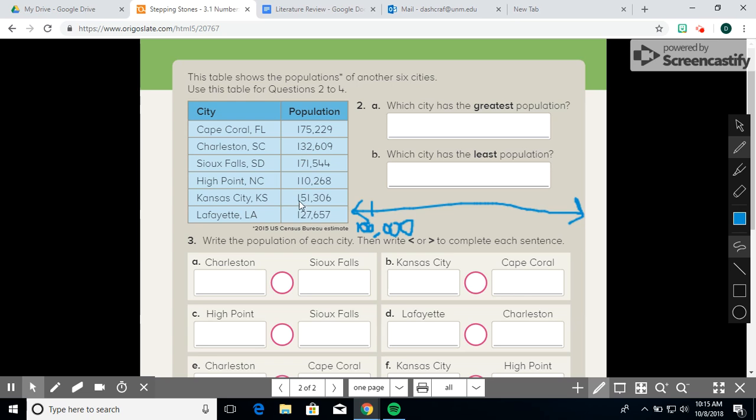So we have 1s in our 100,000ths place all the way down. And then I have 7, which is my biggest one so far, 3, 7, 1, 5, and 2. So 7 is my biggest number in the 10,000ths place. So then I'm going to move to my 1,000ths place to compare these two. And I have a 5 here and a 1 here. So Cape Coral is our greatest population.